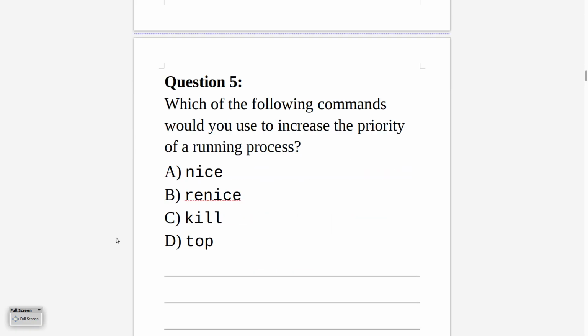Question 5. Which of the following commands would you use to increase the priority of a running process? Is it nice, renice, kill, or top? Increase the priority.